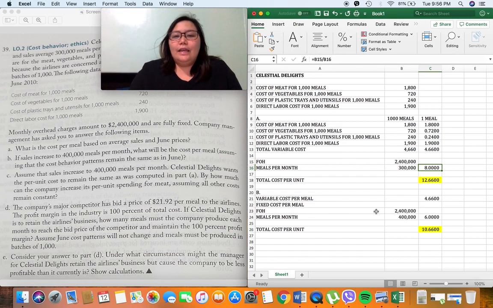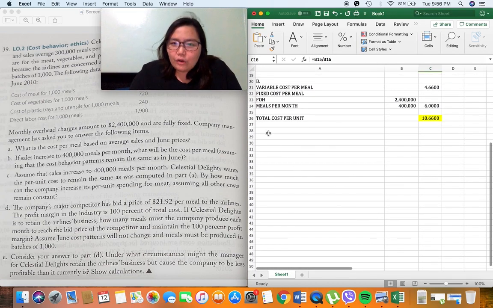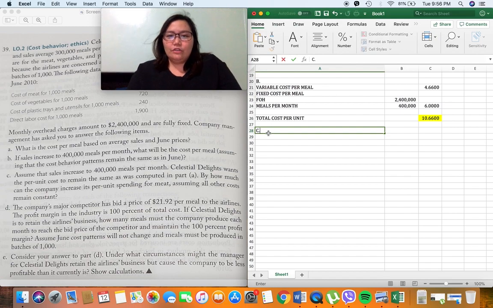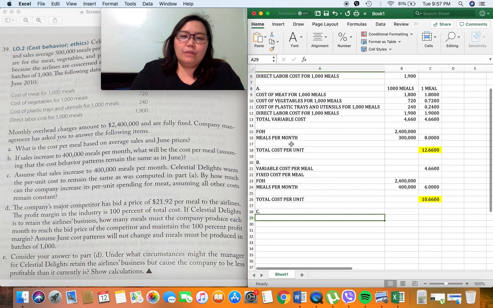Okay? So, we go to letter C. I hope you don't get dizzy. For letter C, it says, assume that sales increase to 400,000 meals per month. Celestial Delights wants the per unit cost to remain the same as was computed in Part A. By how much can the company increase its per unit spending for meat, assuming all other costs remain constant? So, what does it want us to do now?